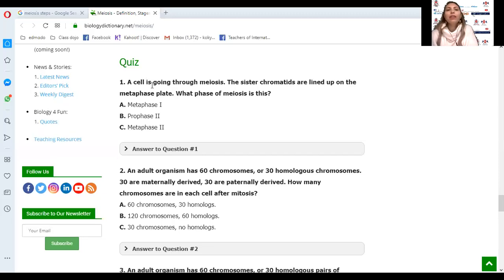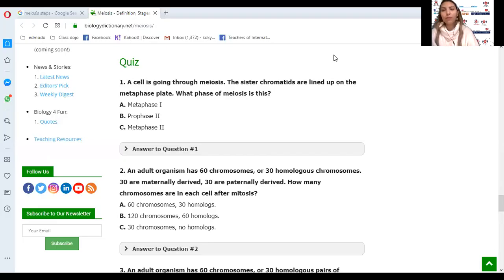So we have a quiz here. Number 1, a cell is going through meiosis. The sister chromatids are lined up on the metaphase plate. What phase of meiosis is this? Sister chromatids are aligned up. So which phase? Metaphase 1, prophase 2, metaphase 2.